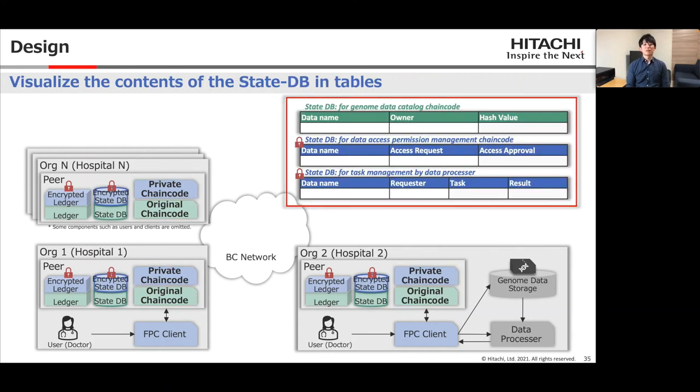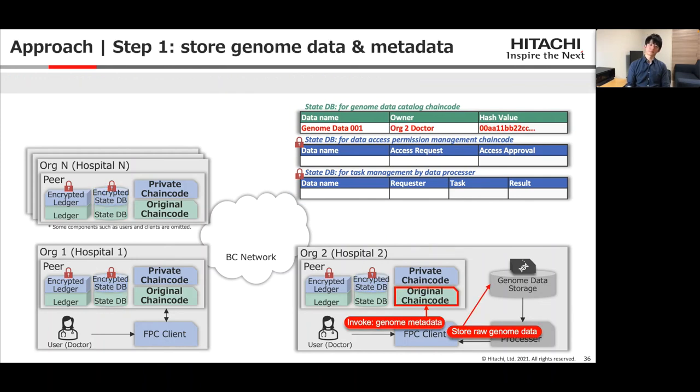I visualize the contents of the state database in tables. First, Organization 2 doctor stores genome data in the storage. At the same time, the doctor writes genome metadata to the blockchain. The metadata here includes the name of the data, ownership information, and the hash value of the raw genome data.